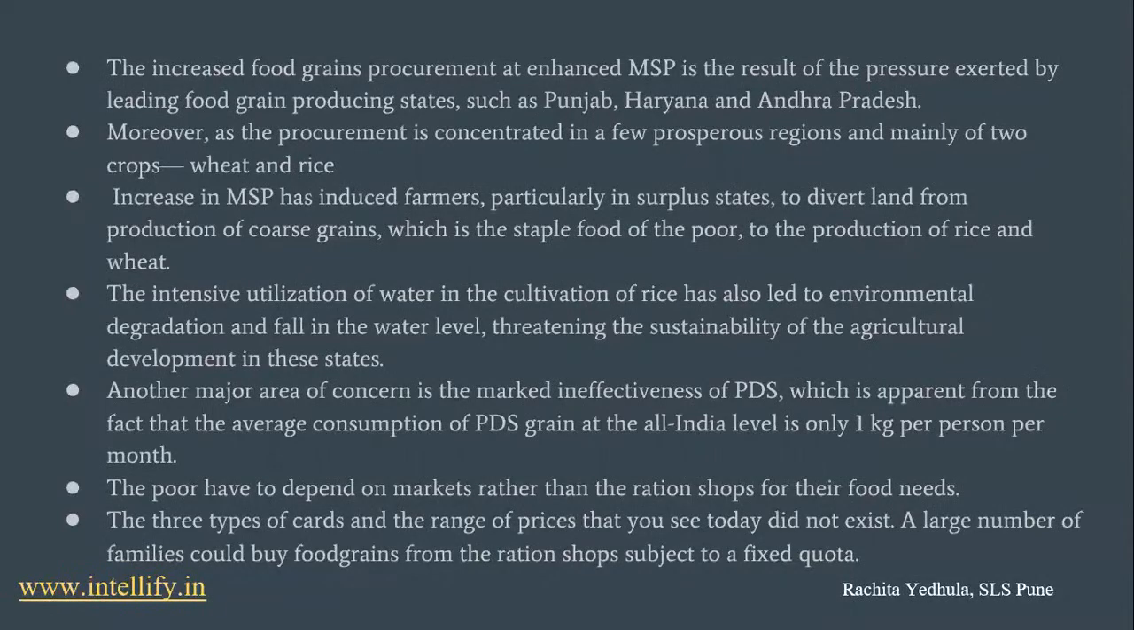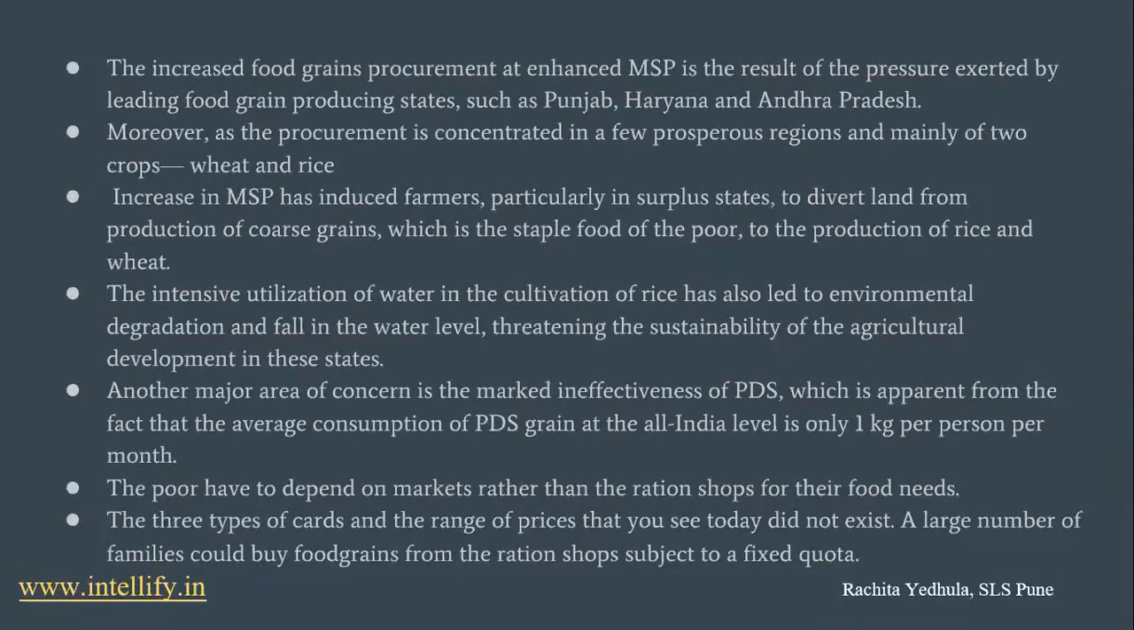Another major area of concern is the marked inefficiency of the PDS system, which is apparent from the fact that the average consumption of PDS grain at all India's level is only 1 kg per person per month. However, in some states such as Bihar and Orissa, it is less than 300 grams per person per month. And in states such as Kerala and Tamil Nadu, it ranges from 3 to 4 kilos. As a result, the poor had to depend on market rates rather than the ration shops for their food needs.